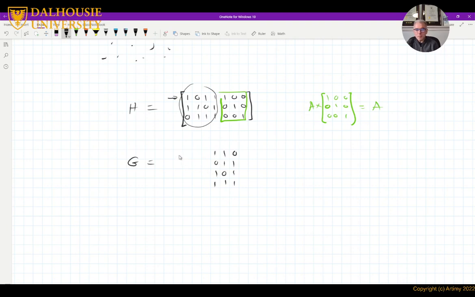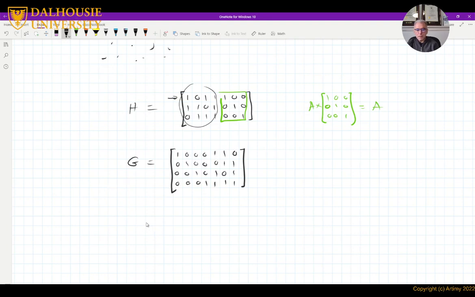And then I left the space because the second part of this, the G matrix, is to create an identity matrix that's 4 by 4. So if I take this matrix and then multiply it by the original 4, any 4 words, I turn it into a 7-bit code word.